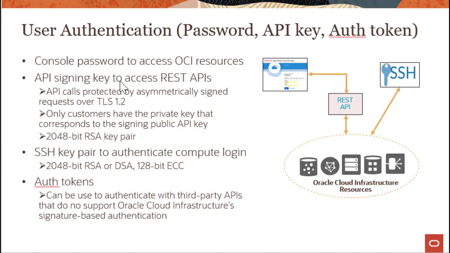Now you need an API signing key to access REST APIs, and these API calls are protected. In addition, only the customer has the private key that corresponds to the public API key that is stored in the OCI console. So authentication is very strong. It's a 2048-bit RSA key pair that is used. So all API calls, as you can see, are protected with very strong encryption, and the method is very secure. In the case of SSH, when somebody wants to SSH into a compute instance, again they have a public-private key pair.